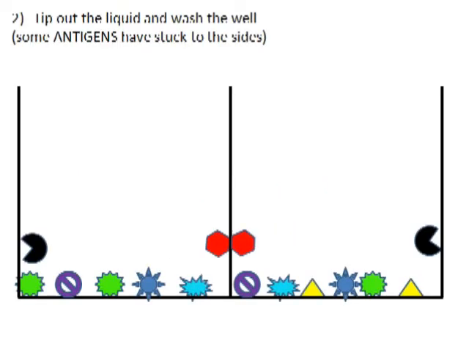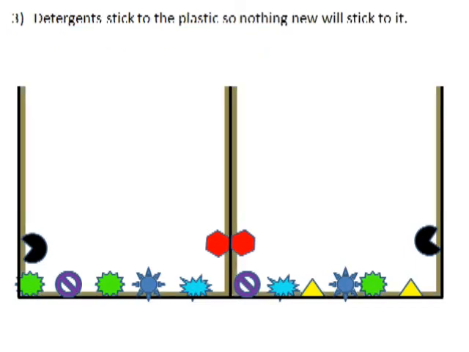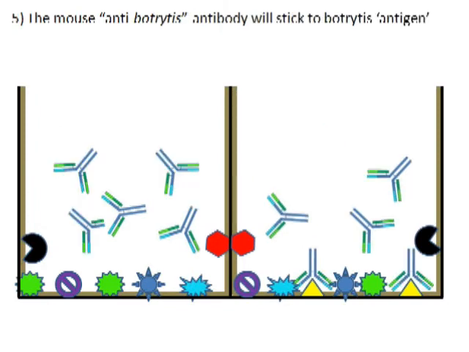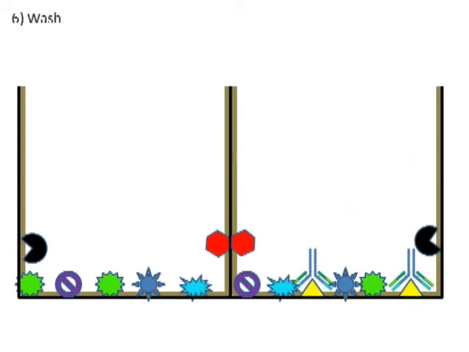If we allow it to bind and then wash everything else away, we're left with this, and we wash with a detergent. The detergent sticks to the sides of the plastic so that no other proteins can now bind unless they bind directly to the proteins that are already present. So we add an anti-botrytis antibody that was made in a mouse. The antibody will bind to botrytis antigen if there's any present, as shown on this side. And if we wash the remaining antibody away, we are left with this.